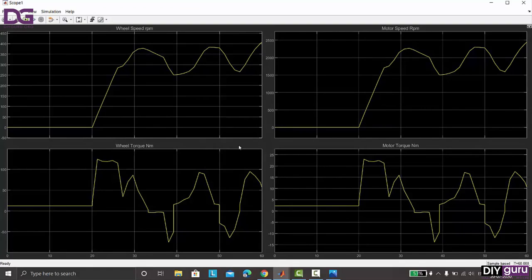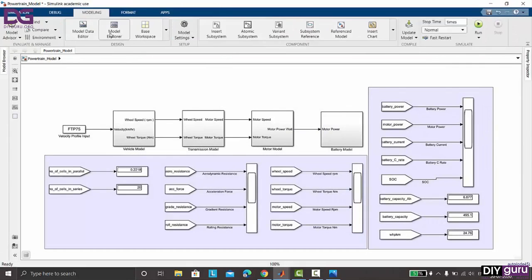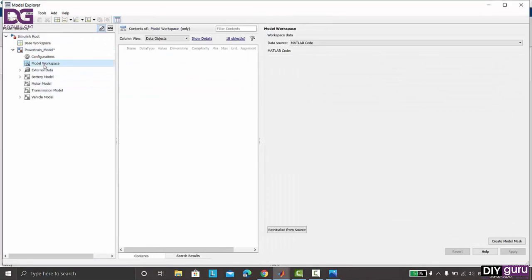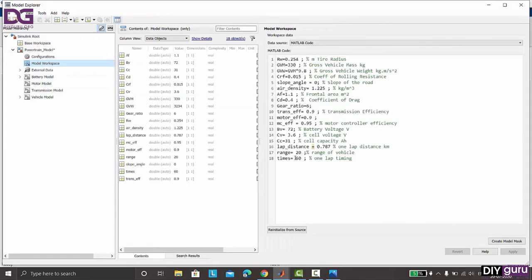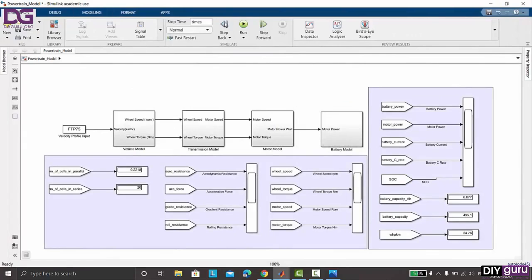And we can see the value of 60 because our first profile was for 60 seconds, but this profile is for 1875 seconds. To change the value, click on modeling, go to model explorer, model workspace, and change the time here to 1875 seconds. The profile limit is for 17.5. So just reinitialize from the source and run it again.